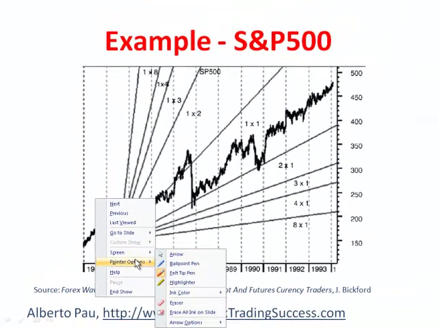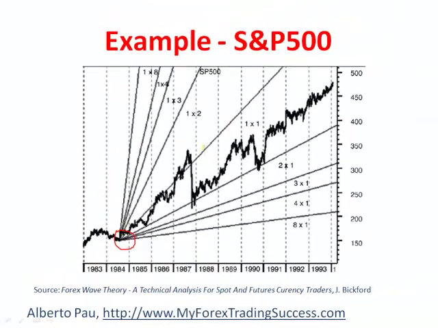Let me see if I can highlight it. Perfect. This is the 1 by 1 line, the 45-degree line. So essentially this is telling us that this is a major support level, resistance level. This is a 2 by 1 line, 3 by 1, and so on and so forth until we get to the 8 by 1.